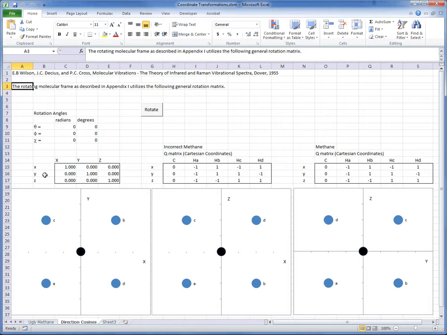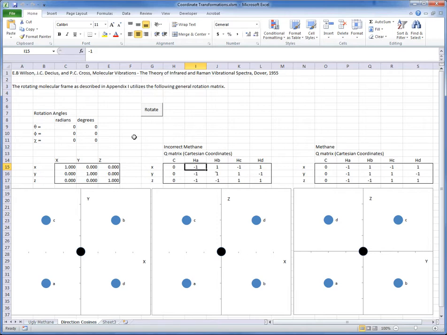I have entered their general rotation matrix in this area of the spreadsheet. You can see it's fairly complicated. This is in Appendix 1 of their book. And I've also put in the Cartesian coordinates for methane. I know it's not the optimized version of methane, but it's a tetrahedral methane shown here.